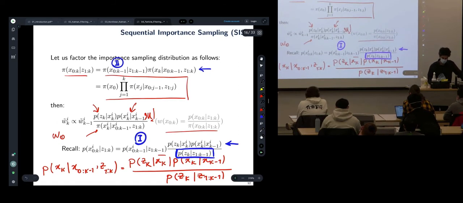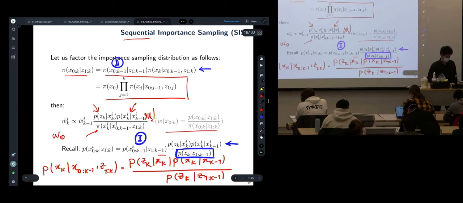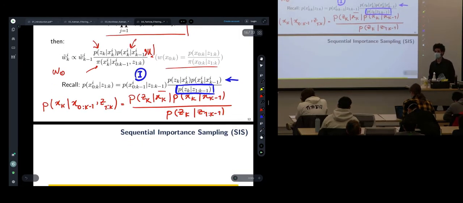So the recursive calculation is actually called SIS. It's sequential importance sampling. Importance sampling itself was not sequential. So this is called SIS, or sequential importance sampling. Well, I know it was a little bit of a headache.